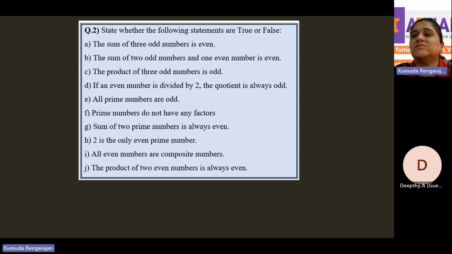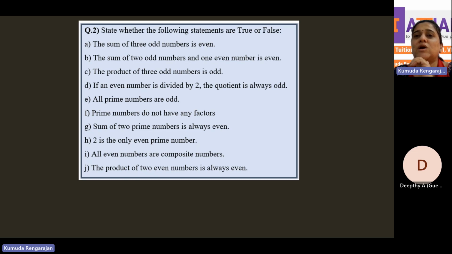What is a composite number, Santosh? A number which has more than 2 factors. Okay, a composite number is a number that has more than 2 factors. Very good. Is 1 a prime number? No. Is 1 a composite number? Then what do you call 1? It's a unique number. It's neither prime nor composite.